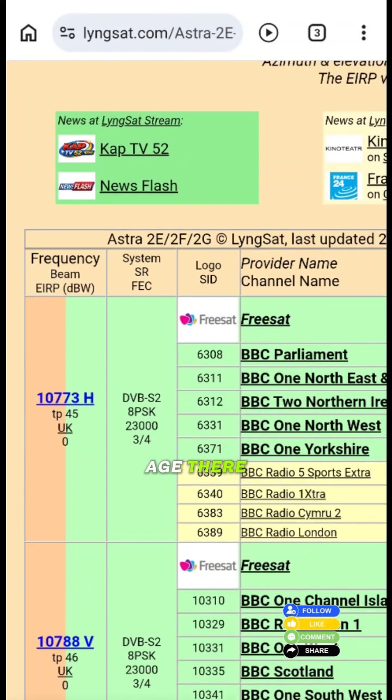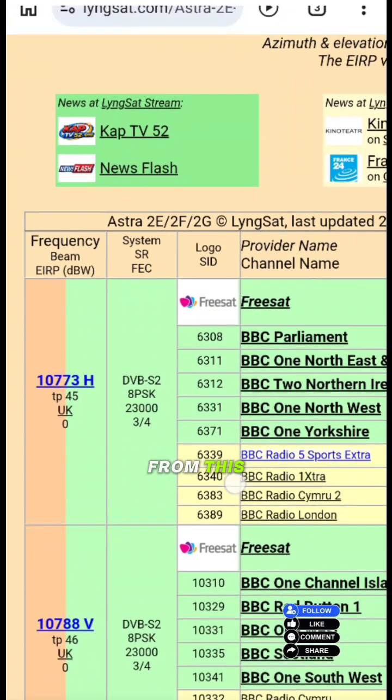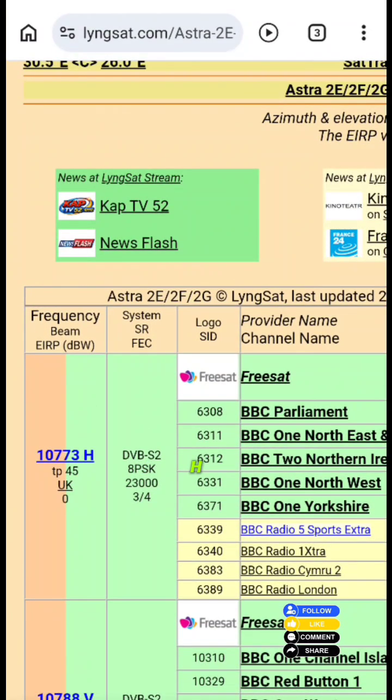That H there, what does it stand for? Your H stands for your polarization. It is the direction of the signal, which is either vertical or horizontal. From this example here, it is H, meaning that your LNB has to be skewed to the vertical position.